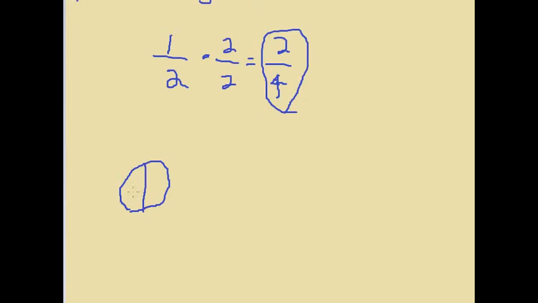But the point is that you have a total of 2 pieces, which is the bottom number, and we want one of them, the top number. So we shade one of those pieces. So as you can see here, we have half of a pie.